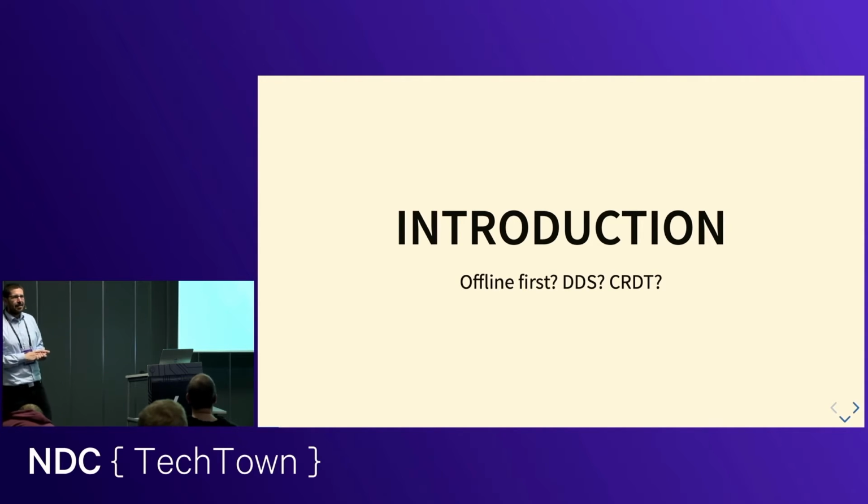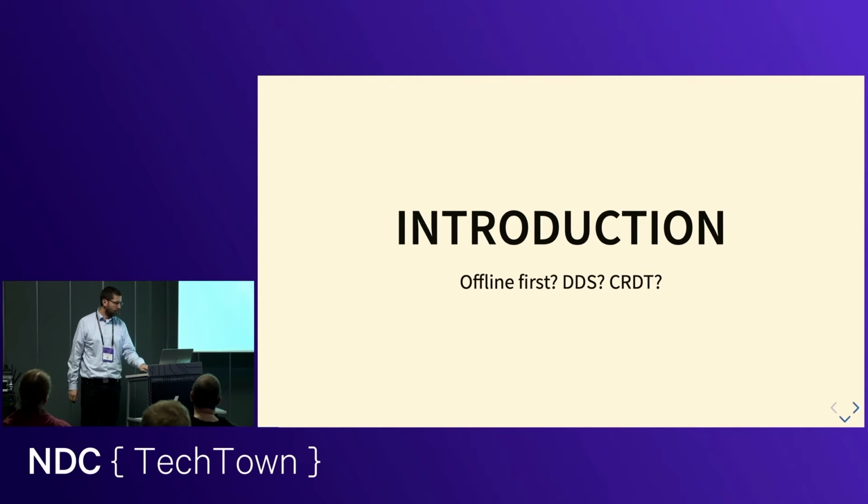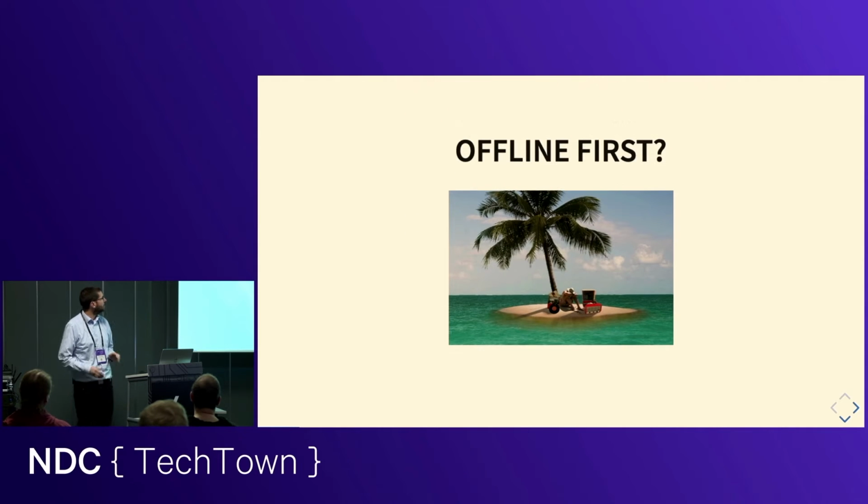DDS, on the other hand, is data distribution service. Okay, tells you nothing. It's a standard for publish-subscribe systems. DDS is a standard by OMG. I'm getting ahead of myself because I'll cover all of this later, but just say it's a publish-subscribe, networking type of library. But I thought I'd start with this offline first thing, because, well, offline first, what's that?